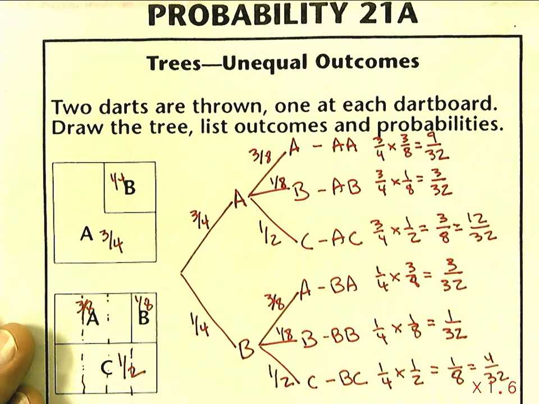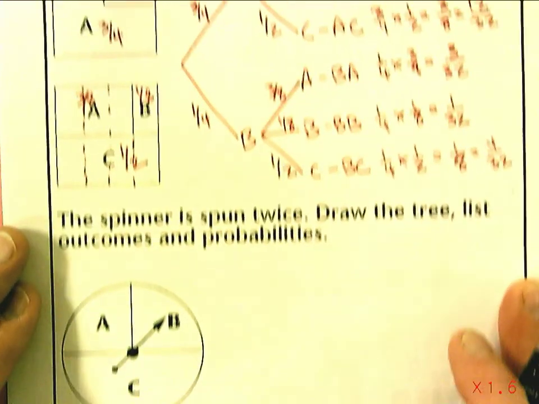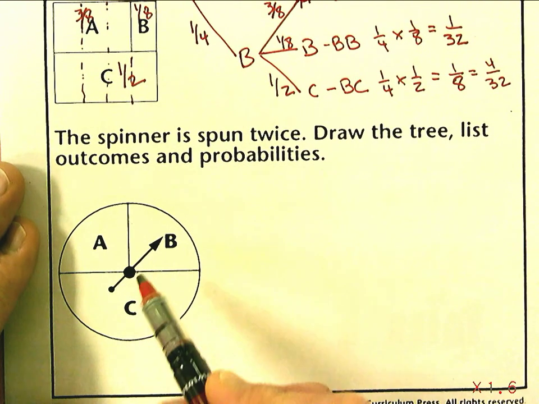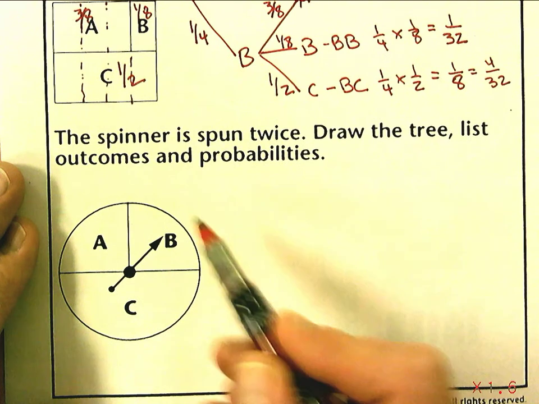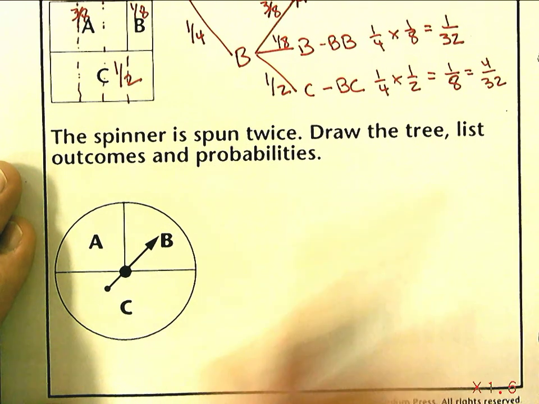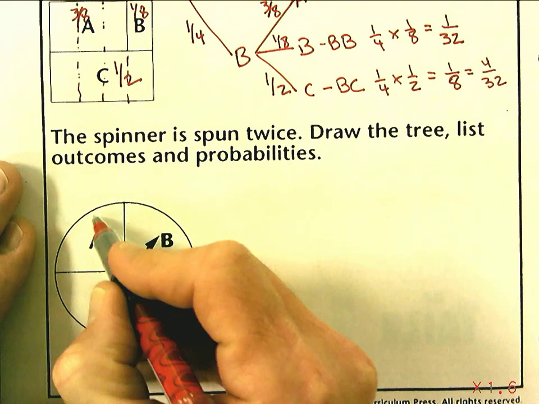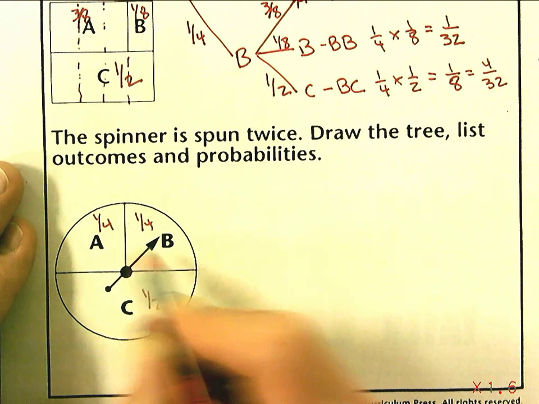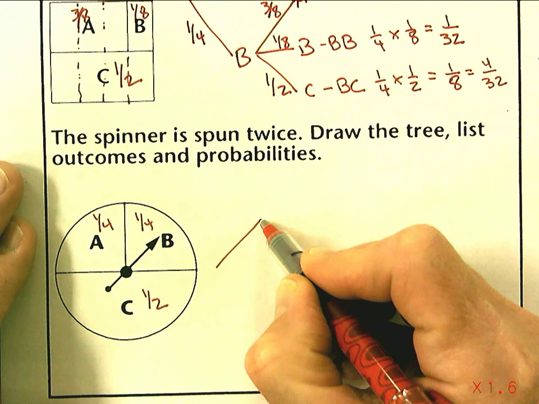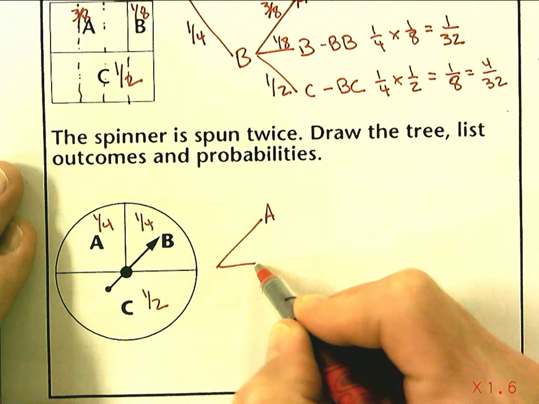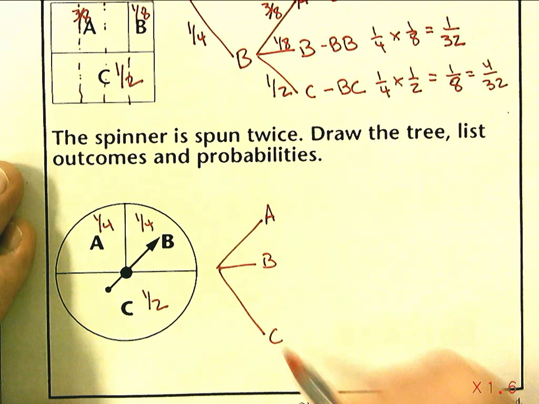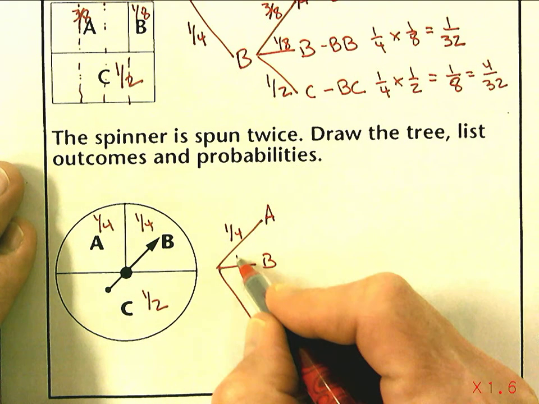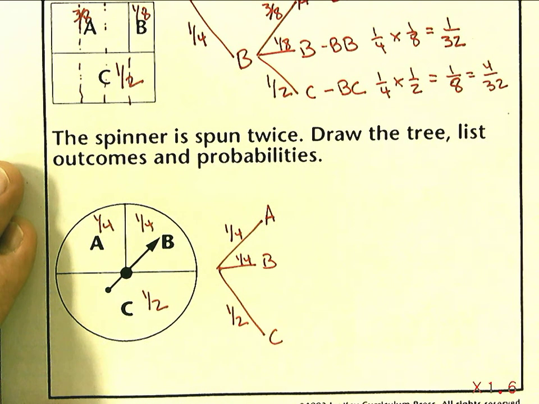Now there's a second example on this one, but we just have a single spinner. But we're going to spin it twice. So we want to see what the probabilities are of getting different combinations if we do this twice. And you can see that A and B are the same size. They're each 1/4 of the spinner, and C is 1/2 of the spinner. So when we start doing our diagram, we could get A, B, or C on the first spin, and the probabilities are 1/4, 1/4, and 1/2.